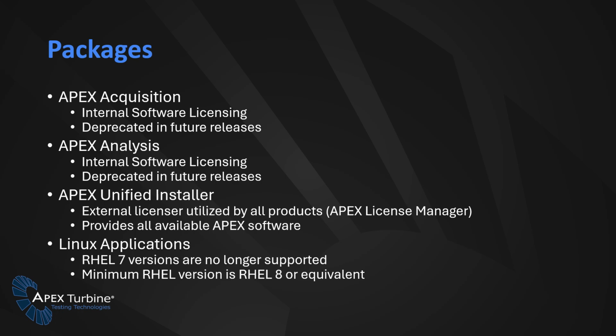This provides a single install access for all of Apex's provided software and utilizes an external license manager for a single point control for your product licensing. This will ultimately simplify licensing and ensure you get the most out of your Apex products. Lastly, for Linux installations, RHEL 7 is no longer supported. The minimum base image supported for Linux is RHEL 8, and RHEL 9 has been tested for compatibility.